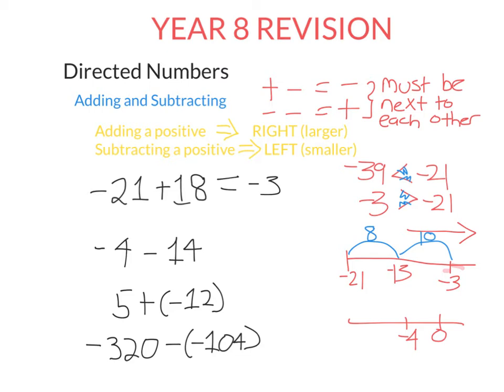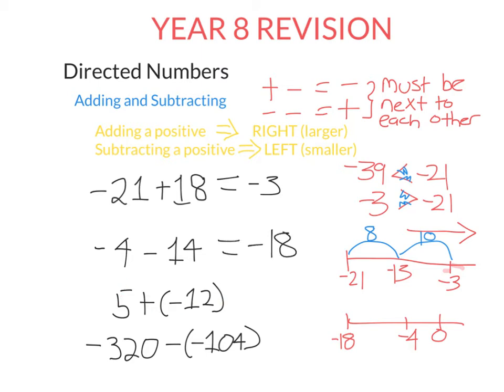If I end up going 14 to the left, I end up over here at minus 18, because the difference between these two numbers is 14. So I've gone 14 to the left. I went to the left because I'm subtracting a positive. So minus 4 minus 14 actually gives minus 18.